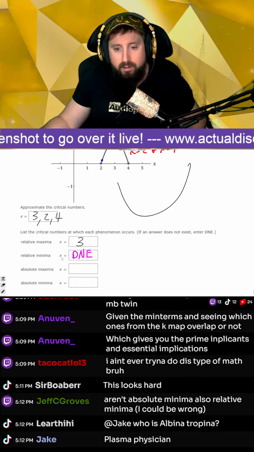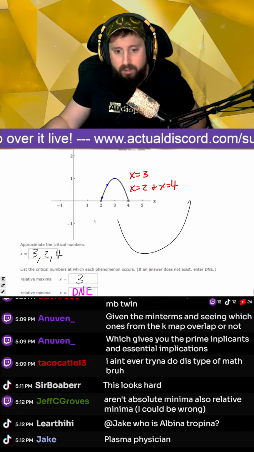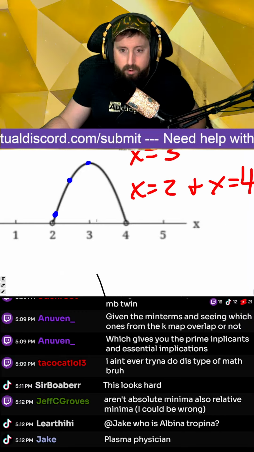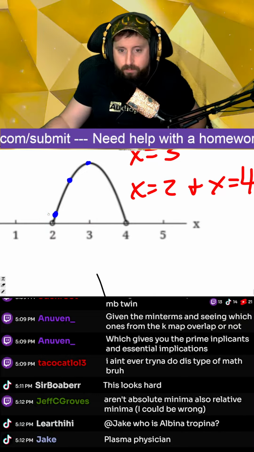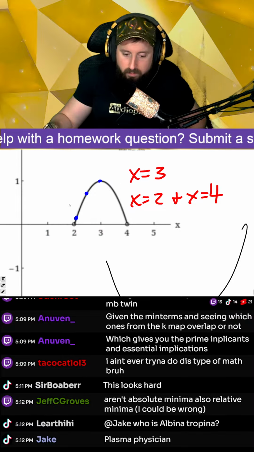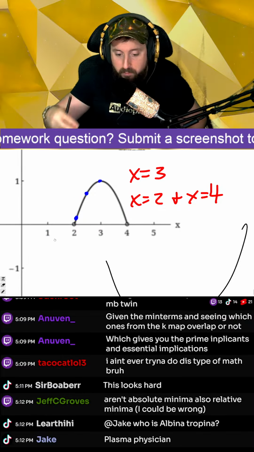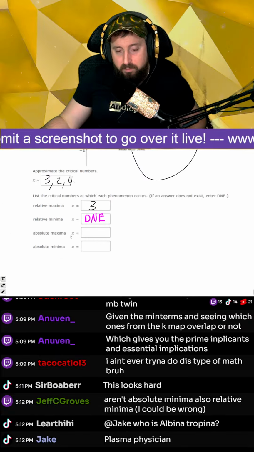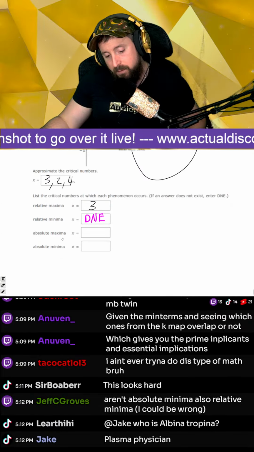Okay, so then we talk about the endpoints right there. But they're open circles, so I guess really not. Well, we don't know what's happening here, right? In order for these to be minima, again, I need a U. And I think I need an upside down U for relative maxima. Now for absolute, isn't absolute... What was your question?